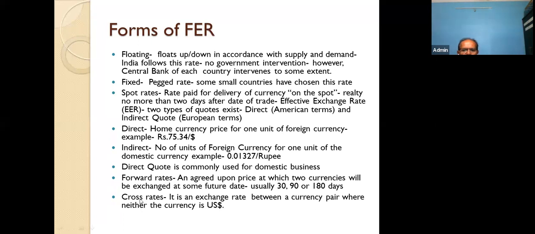The last one is cross rate. Now what is this cross rate? It is an exchange rate between a currency pair where neither currency is the US dollar. So there might be a Canadian dollar or euro, different currencies. So this was about cross rate.